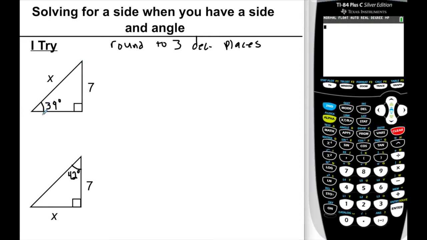Now think about it. Here's my angle, otherwise known as my theta, which is just a term, like a Greek character used to talk about angle. What sides do I have when we think about theta? Well, I have the side that's opposite from theta, and I have the hypotenuse. And remember, I know that sine is opposite over hypotenuse, cosine is adjacent over hypotenuse, and tangent is opposite over adjacent.